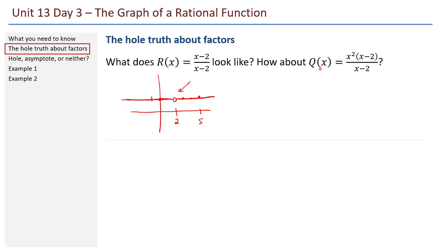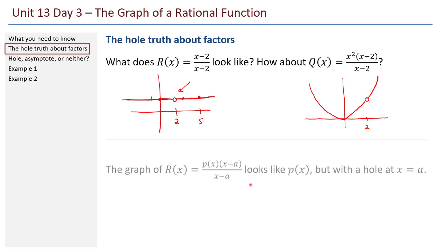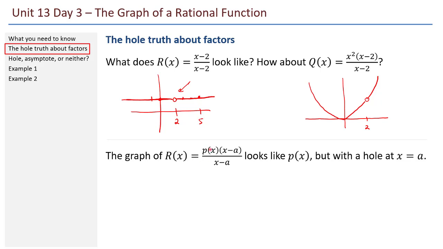Take a look at this graph, Q. So for the most part, this looks like x squared, because for any x that I plug in except for 2, the x minus 2 over x minus 2 cancels out. But if I do plug in a 2, then the function is undefined, so I get a little hole there. In general, the graph of, let's say, this function p of x, where I have a factor x minus a over x minus a, it looks like the graph of p of x, kind of like I have the graph of x squared, but with a little hole at x equals a.